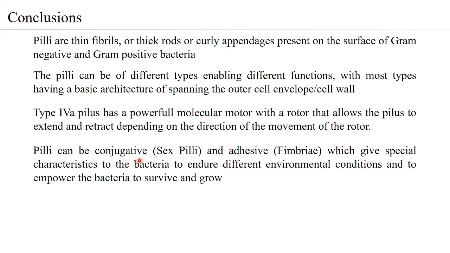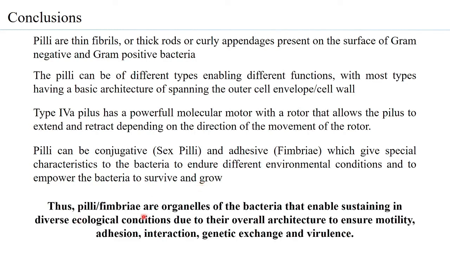Pili can be conjugative, that is, they can allow exchange of genetic material, or they can be adhesive, that is, they allow the bacteria to attach to a surface or to another bacteria, which gives special characteristics to the bacteria, especially to endure different environmental conditions and to empower the bacteria to survive and grow. Thus, pili or fimbriae are organelles of the bacteria that enable sustaining in diverse ecological conditions due to their overall architecture to ensure motility, adhesion, interaction, genetic exchange, and virulence.